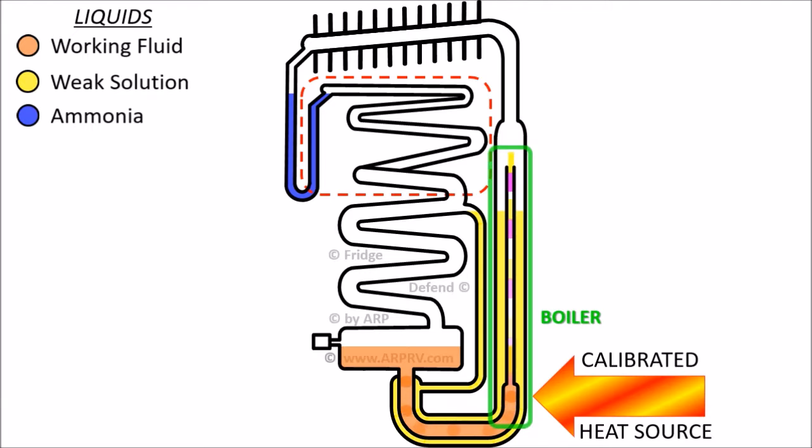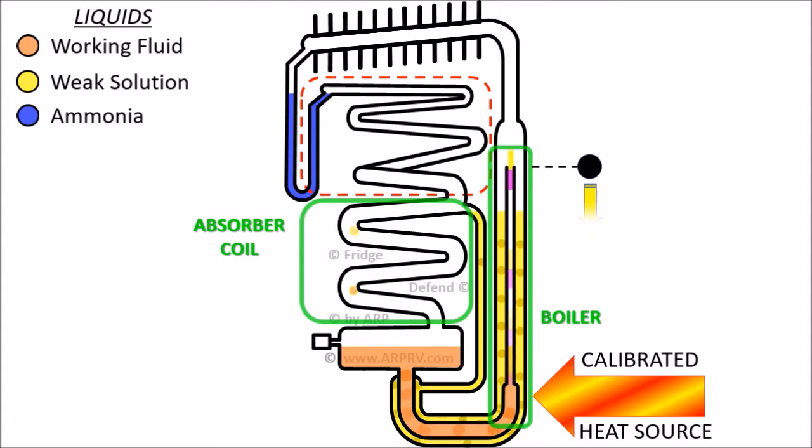From the top of the pump tube, the liquid weak solution and ammonia gas are separated into two flows. First, we will follow the liquid weak solution. The weak solution flows by gravity back to the absorber coils. We will return to the flow of the weak solution within the absorber coils.